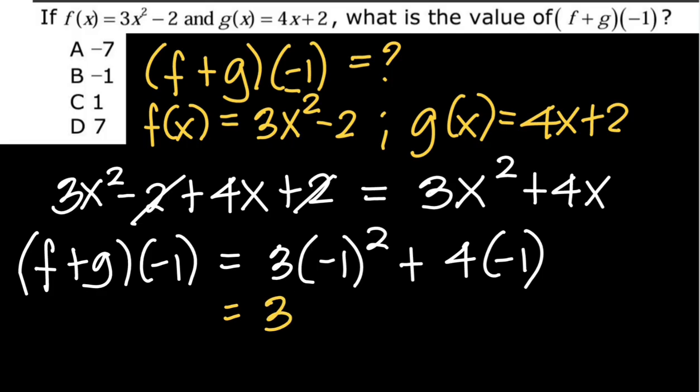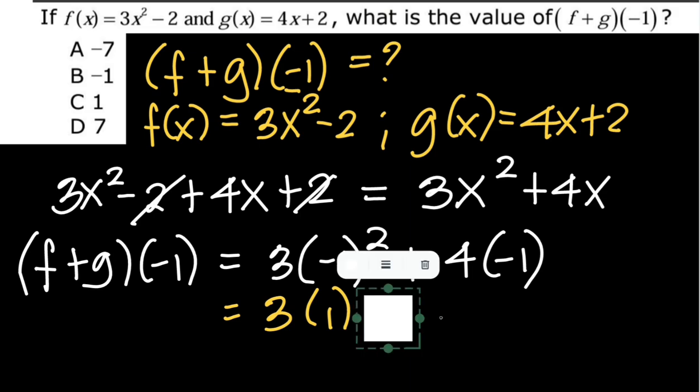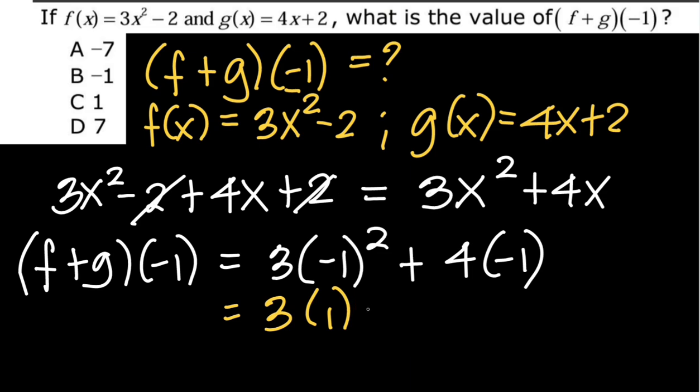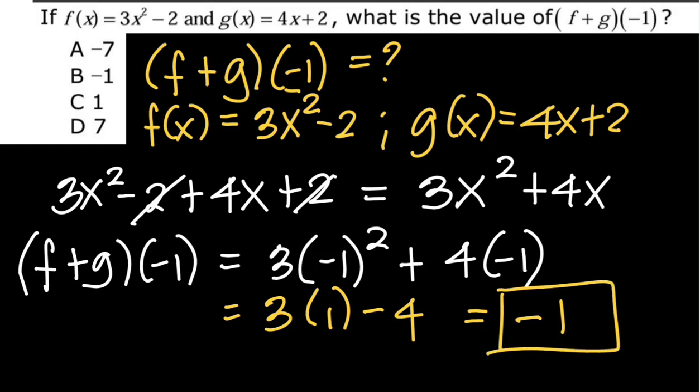Then this is 3 times negative 1 squared, which is positive 1, plus 4 times negative 1, which is just negative 4. So this is minus 4. So this is just 3 minus 4, and that is equal to negative 1. Therefore, f plus g of negative 1 is equal to negative 1. So the answer here is letter B.